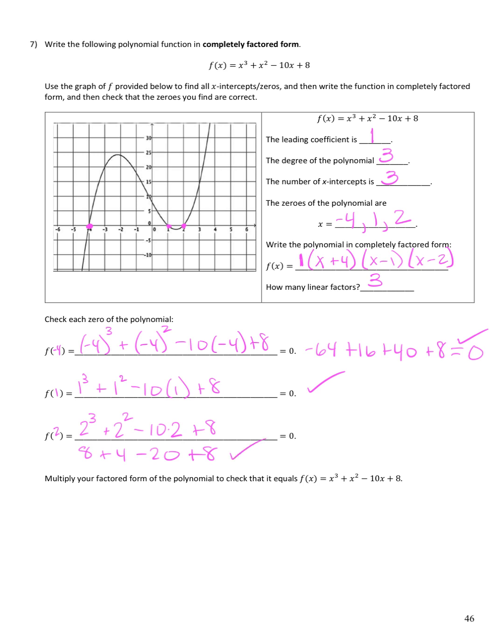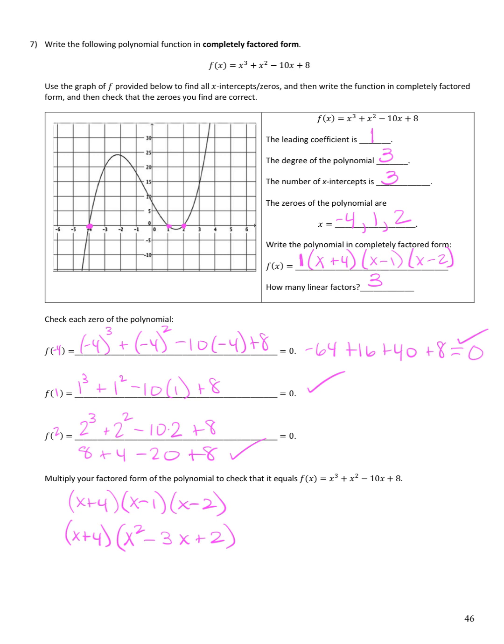Okay, lastly, we want to multiply our factored form to check that it equals x cubed plus x squared minus 10x plus 8. So I want to multiply x plus 4 times x minus 1 times x minus 2. So I'm going to start with the second two factors. I'm going to FOIL them. So I'm just going to copy the x plus 4 for now. And I'm going to FOIL x minus 1 times x minus 2, and I get x squared minus 3x plus 2.